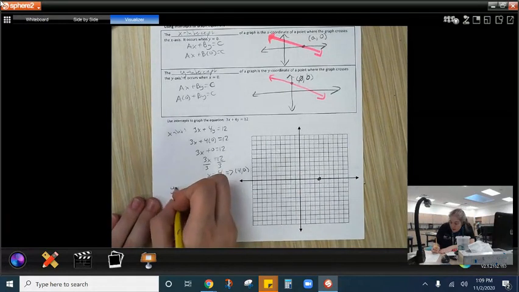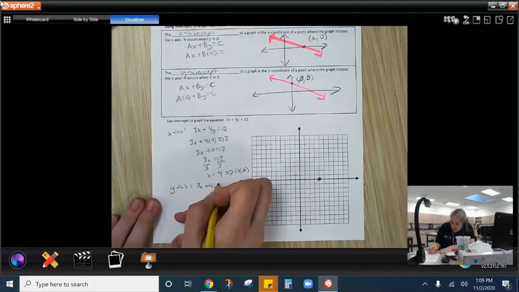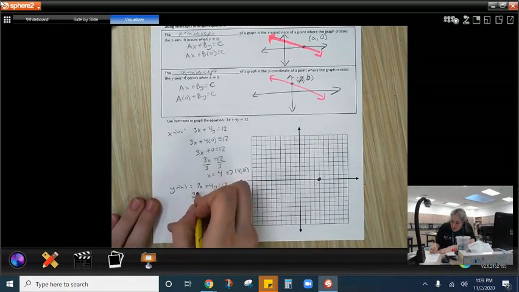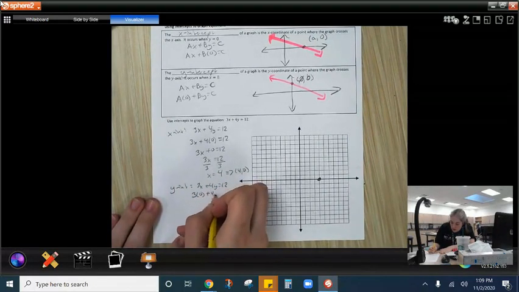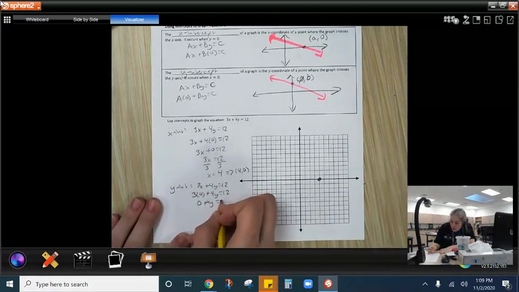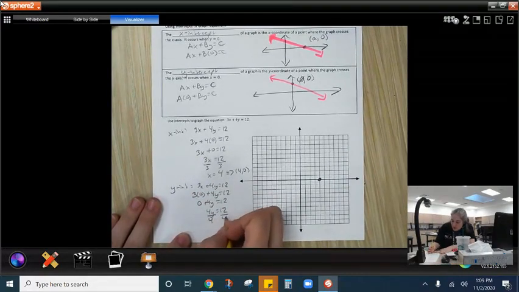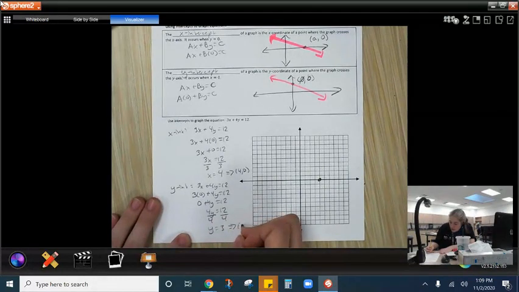So now to find our y-intercept, we have 3x plus 4y equals 12. I need to plug in 0 for my x. So we have 3 times 0 plus 4y equals 12. So that's really 0 plus 4y. Well, that's really just 4y equals 12. Divide both sides by 4. We have y equals 3. So that means my y-intercept is going to be at 0, 3.